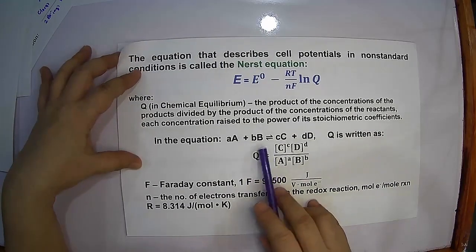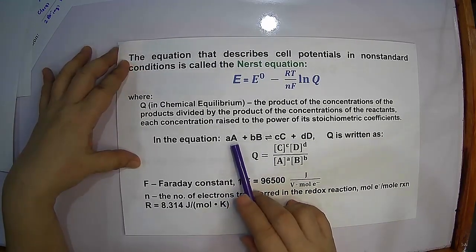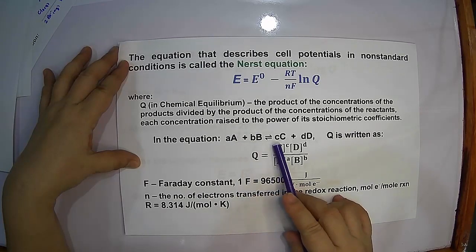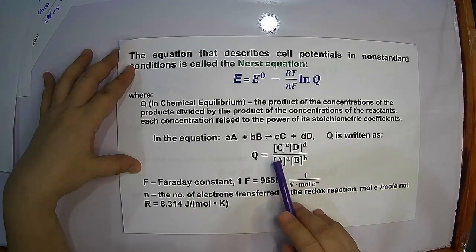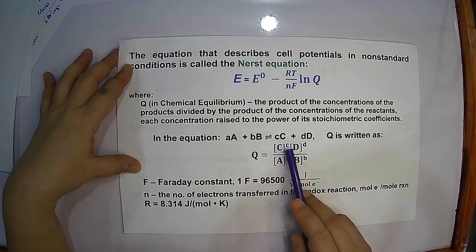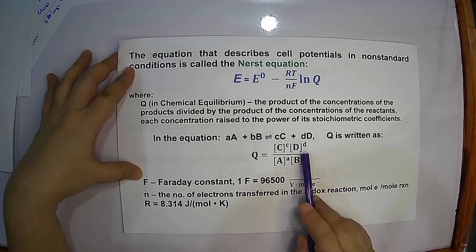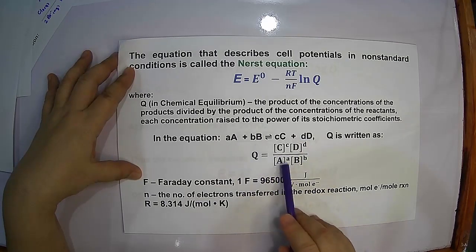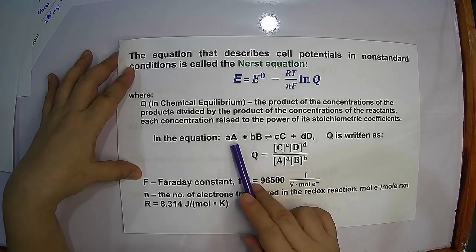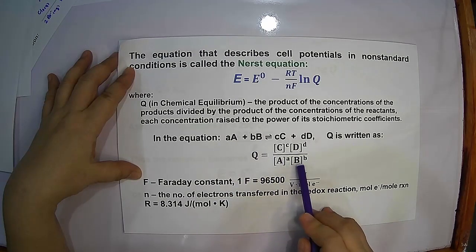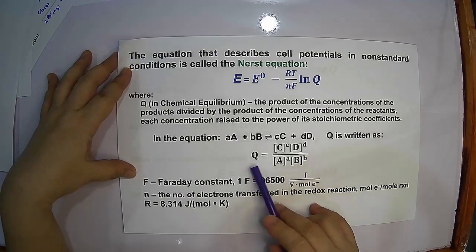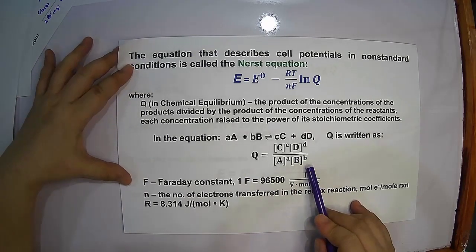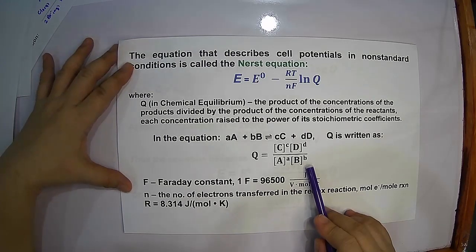So for the hypothetical reaction where you have a moles of A and b moles of B giving you c moles of C and d moles of D, Q is written as the concentration of C raised to its stoichiometric coefficient times the concentration of D raised to its stoichiometric coefficient, divided by the concentration of reactant A raised to its stoichiometric coefficient times the concentration of reactant B raised to its stoichiometric coefficient. You have learned this during your previous discussion on chemical equilibrium.